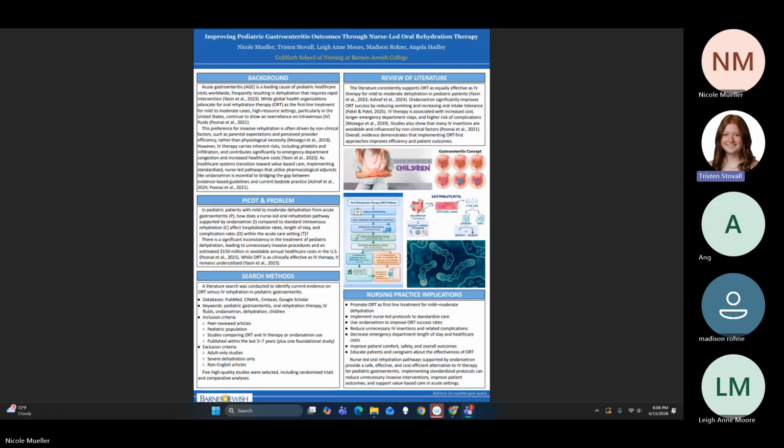A search was conducted using databases like PubMed, CINAHL, Embase, and Google Scholar. Key terms included pediatric gastroenteritis, oral rehydration therapy, IV fluids, ondansetron, dehydration, and children. We focused on peer-reviewed studies involving pediatric patients, specifically those comparing oral and IV rehydration or the use of ondansetron. Most of the studies were published within the last 5 to 7 years. Studies involving only adults, severe dehydration only, or non-English articles were excluded. In total, 5 high-quality studies were selected, including randomized trials and comparative analyses.